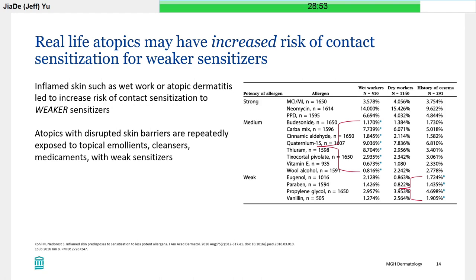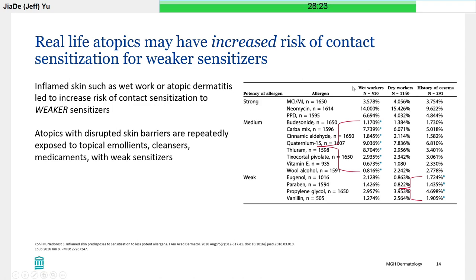In this study, they found that inflamed skin, such as in people who do a lot of wet work, so we're thinking about your maintenance folks, your healthcare workers, your hospitality workers, your bartenders, or people who have atopic dermatitis, had an increased risk of contact sensitization to weaker sensitizers. And furthermore, atopics who have disrupted skin barriers are repeatedly exposed to topical emollients, cleansers, medicaments, and other weak sensitizers that make it more likely for them to develop these allergic reactions.